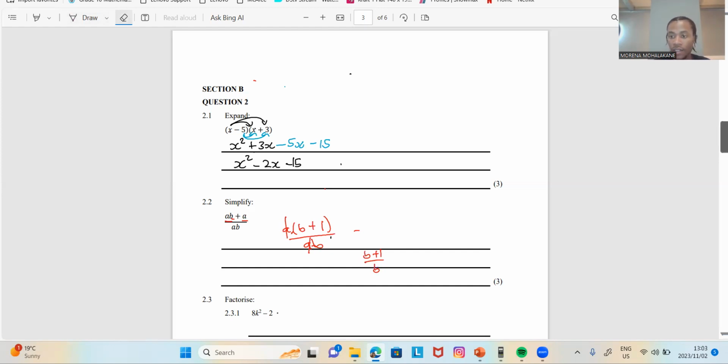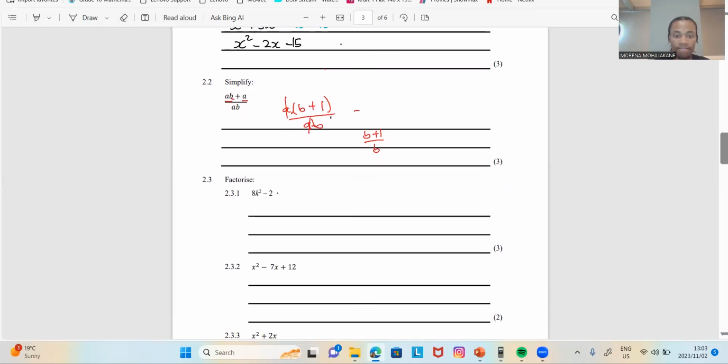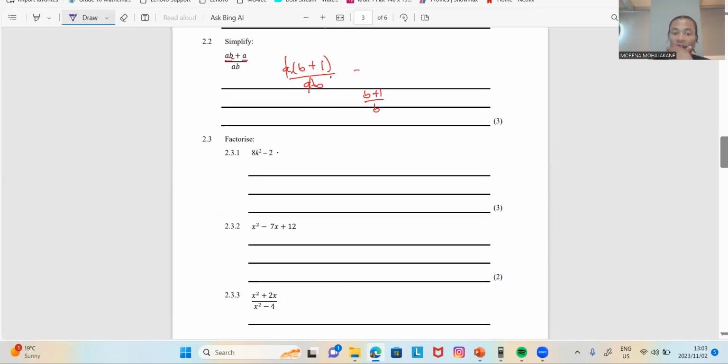Then now I look at the next question. They are saying I should factorize. When they ask you to factorize, always look for the common factor. Before difference of two squares and cubes and everything, look for the common factor first. What is common for 8k squared and negative 2? Positive 2. Then I'm going to have 8k squared divided by 2, it's 4k squared, minus negative 2 divided by the 2, it's a 1.